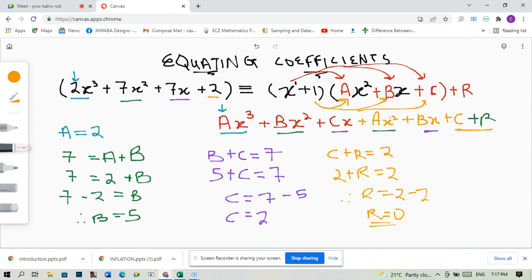So now we've got our values. We're going to replace them in this expression here, ax squared plus bx plus c. So our a is 2, so our answer is going to be 2x squared plus, our b is 5, so 5x, and our c is 2, plus 2. And this is the other factor. So when you multiply 2x squared plus 5x plus 2 with x plus 1, you are supposed to get this expression here.